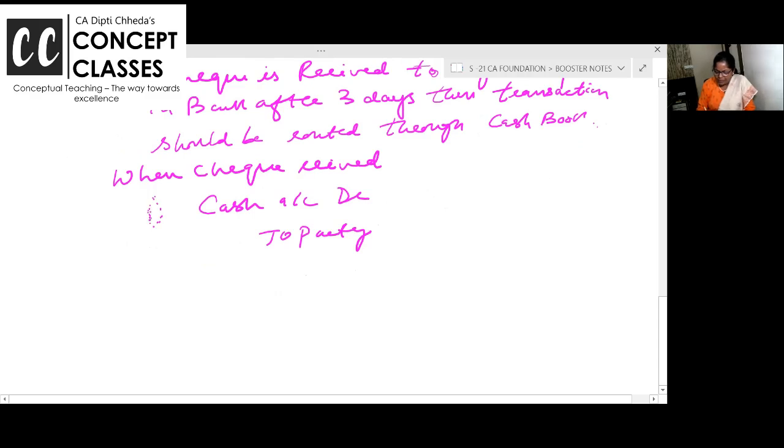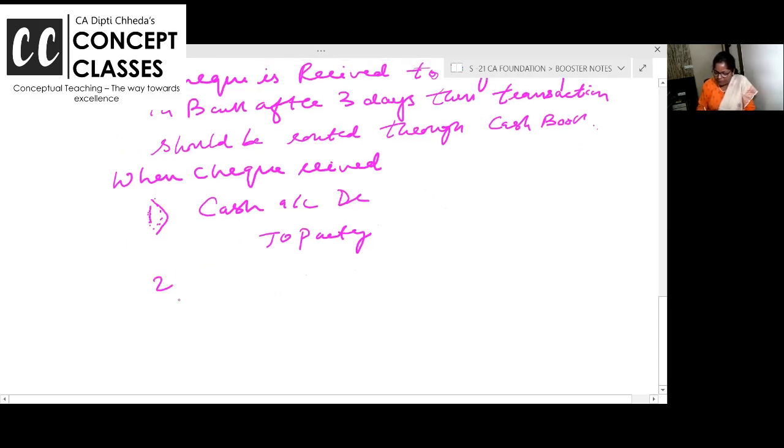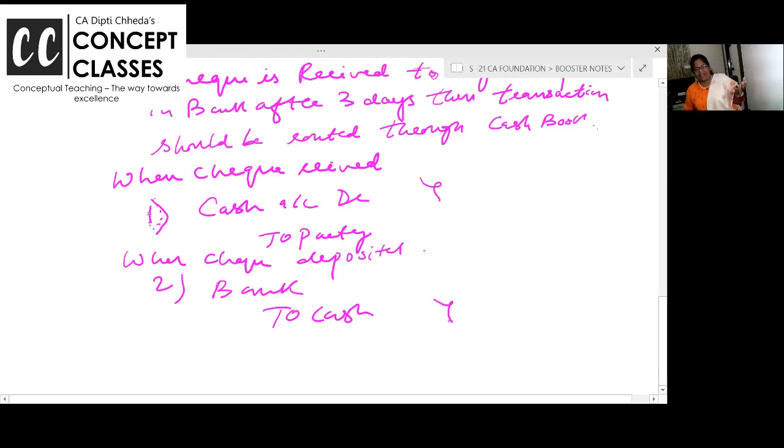Okay. Practically, we don't do it, of course. We directly put it in the bank. And when check is deposited, bank account debit to cash. Cash gets nullified. And when you receive a check, bank is the receiver, debit, party is the giver, credit. So this is one entry only, but you route it two ways. Pehle cash ko debit karo, party ko credit, and then bank debit to cash. And then this will get nullified. I hope you are getting.